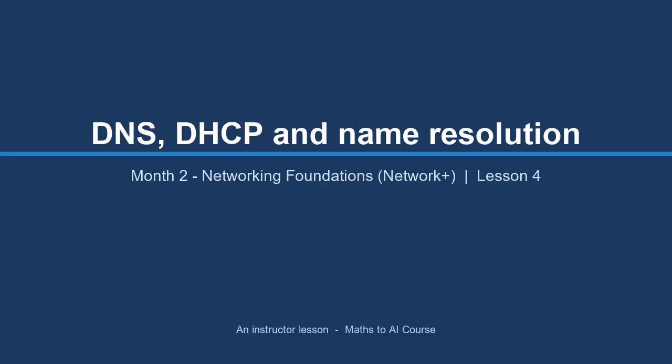Welcome back. Last lesson you learned how IP addresses and subnets work. Today we meet the two invisible services that make networks actually usable for humans, DHCP, which hands out addresses automatically, and DNS, which turns website names into addresses. When these break, the phone rings, so understanding them is core helpdesk knowledge.